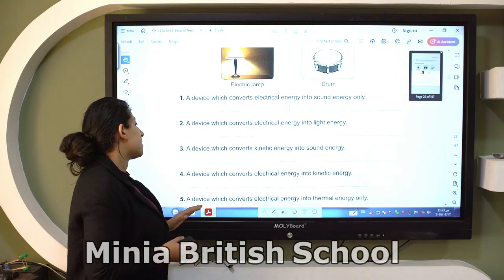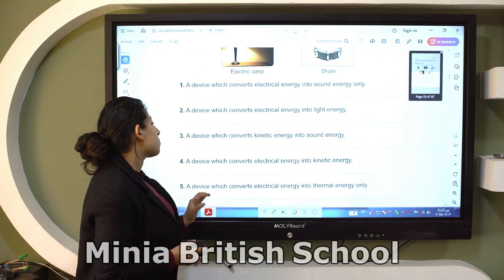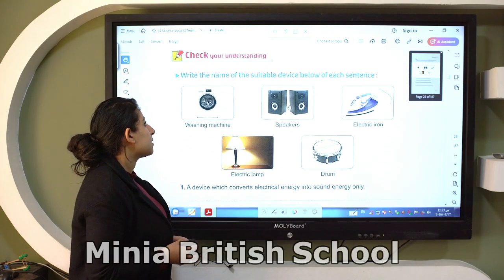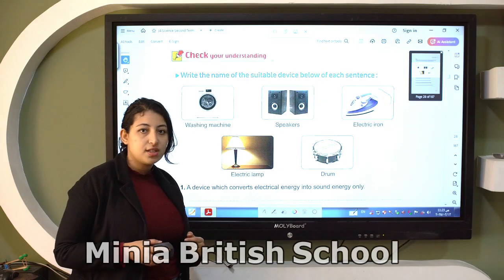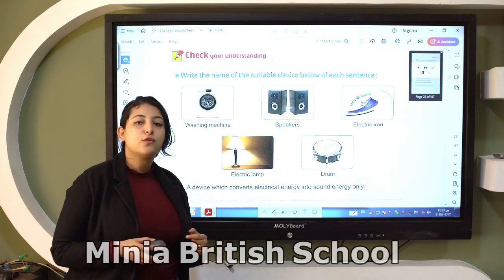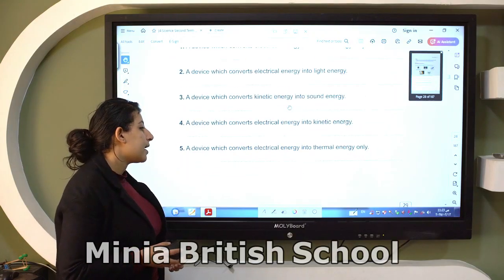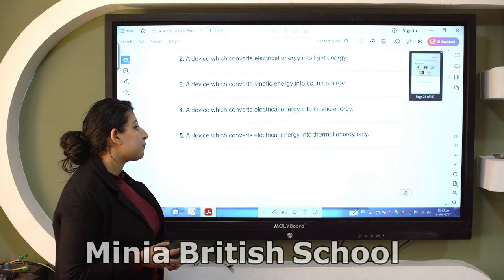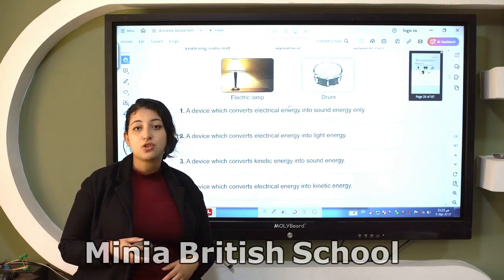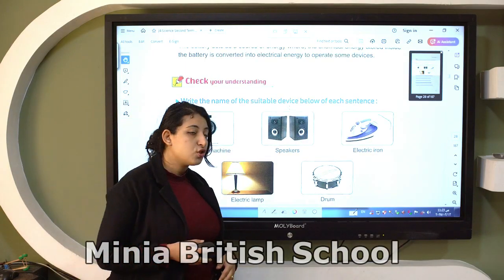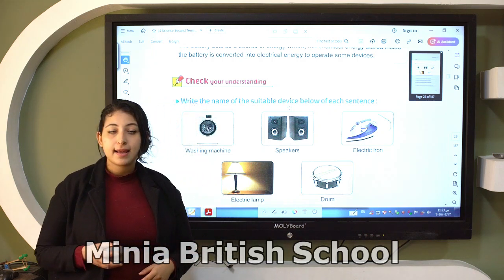All musical instruments. Okay, a device which converts electric energy into kinetic, from electric to kinetic. Yes, washing machine. Okay, the kinetic energy produced from washing machines is the main energy. Finally, a device which converts electrical energy into thermal energy, it's the iron. It's the electric iron that changes electric into thermal energy.